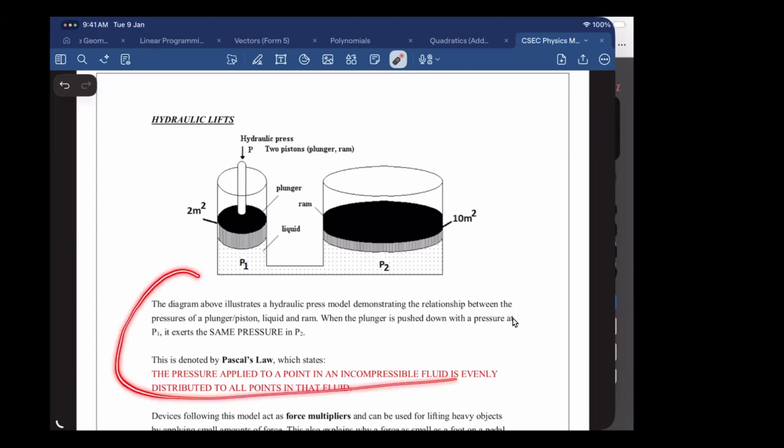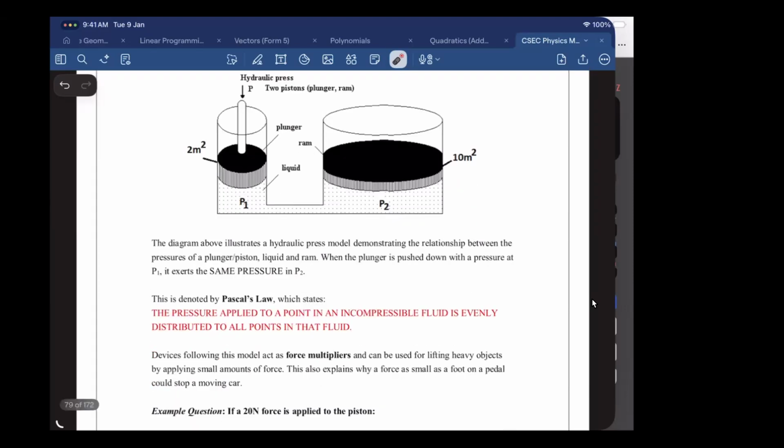So give this a read, and I'll explain the concept. The diagram above illustrates a hydraulic press model demonstrating the relationship between the pressures of a plunger/piston, liquid, and ram. The plunger is pushed down with a pressure at P1. It exerts the same pressure in P2. This is denoted by Pascal's law, which states the pressure applied to a point in an incompressible fluid is evenly distributed to all points in that fluid.